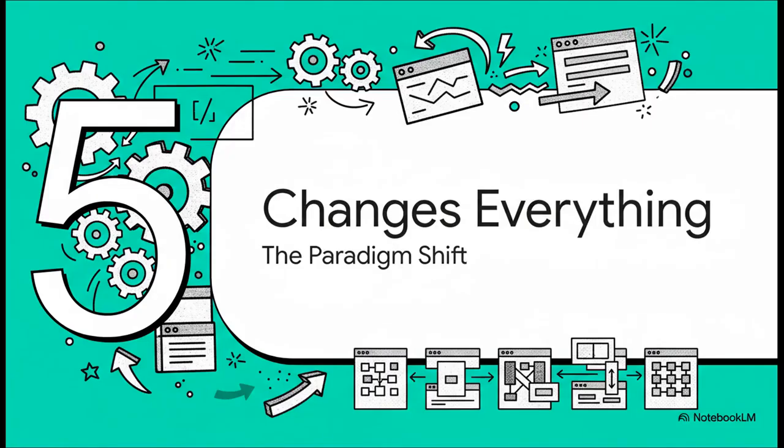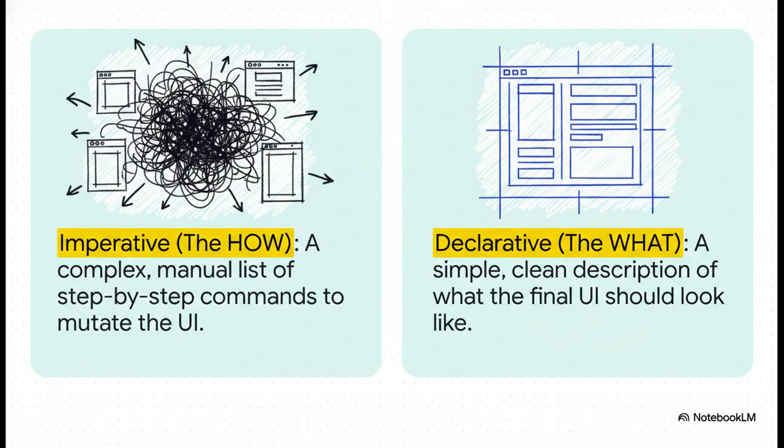Okay, let's bring it all home, because this isn't just about some clever coding trick. This approach represents a fundamental, massive shift in how we actually build software for the web. I mean, just look at the difference. On the one hand, you have the old imperative way. It looks like a tangled mess because, frankly, it was. You're giving this long, complicated, manual list of commands. But on the other side, you have the declarative blueprint. It's just a clean, simple description of what you want.